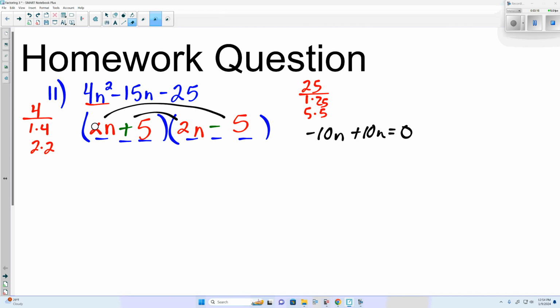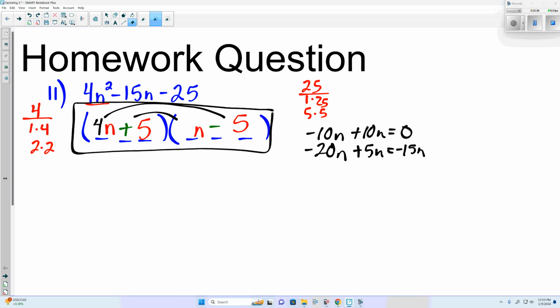I think the better one to switch would be from 2 and 2 to 4 and 1. 4n times negative 5 would be negative 20n. 5 times n would be plus 5n, giving us negative 15n. I just had the sign wrong. Okay. Right, because if you multiply out and get the correct number but wrong signs, flip the signs. Any other questions on these here?